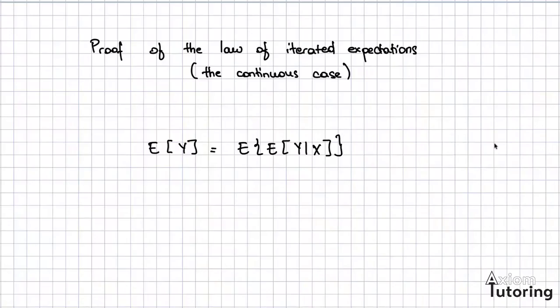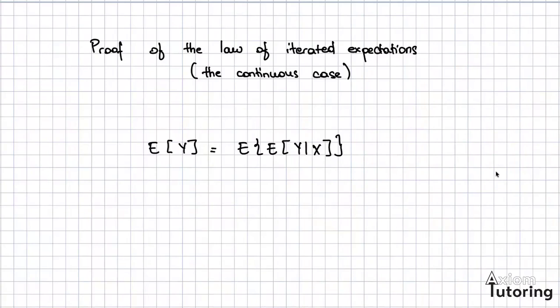In this video, we're going to continue with the proof of the law of iterated expectations, the continuous case. So we're still trying to prove the same exact identity, which we did for the discrete case where we used the sums. Now the sums are going to become integrals in the case of continuous variables.